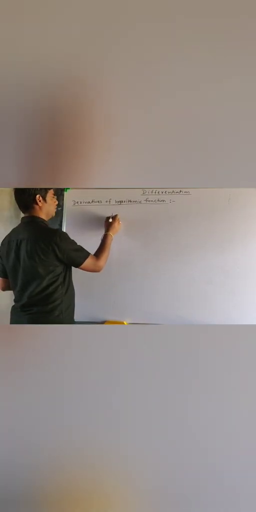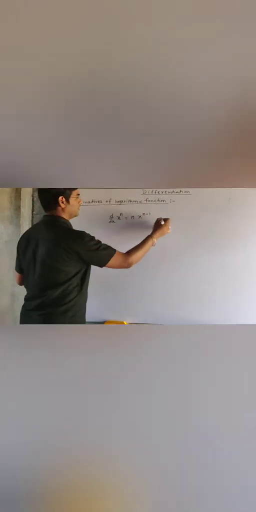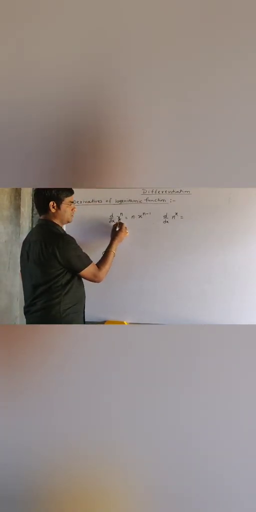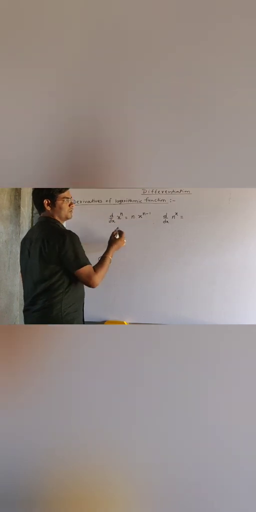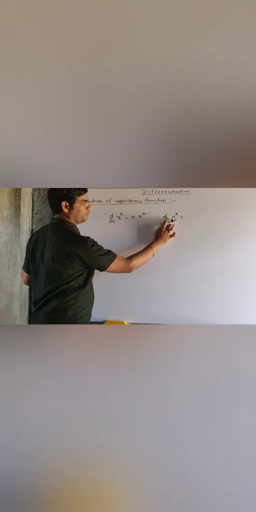We know that the derivative of x raised to n is what? n into x raised to n minus 1. And what is the derivative of n raised to x? What is the difference between these two terms? Here x is the base and n is the power. Here n is the base and x is the variable, so this will be in the form of a raised to x.